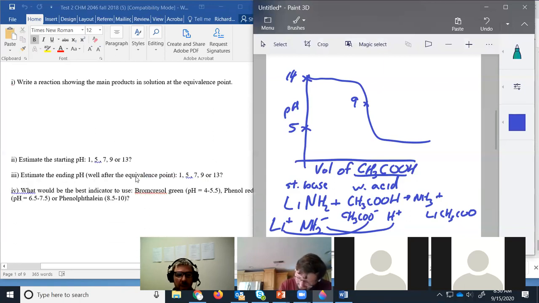Okay. And the indicator, what indicator would we use? Well, see, I've got the list down here. I'd go with phenolphthalein because it covers the equivalence point, which is going to be 9. Does anybody have any questions? Anybody got any questions?